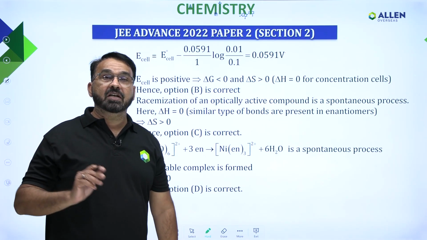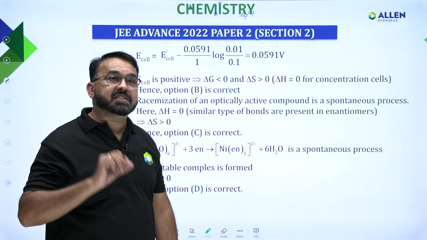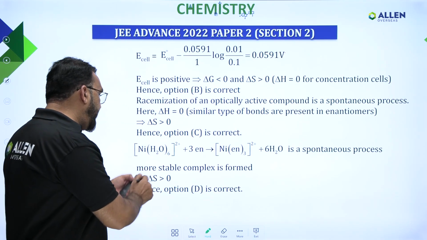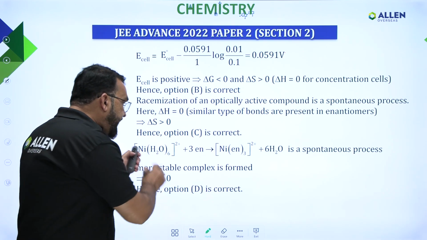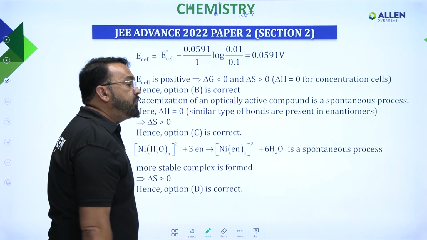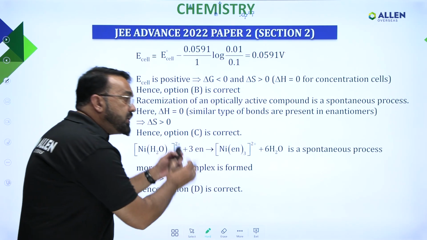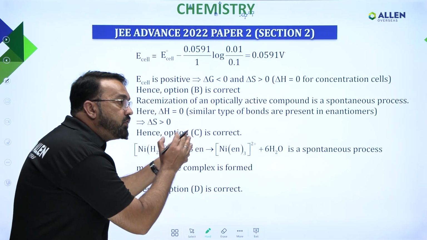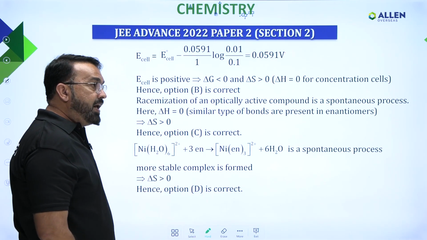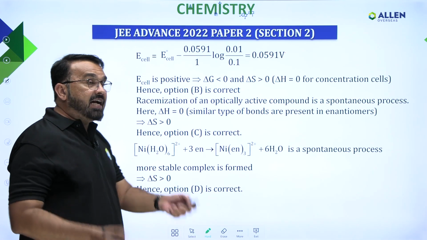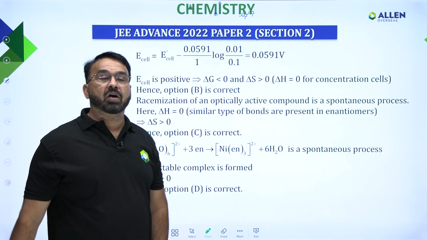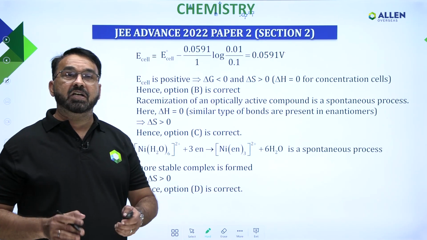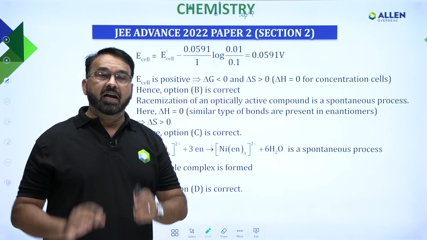So, we have understood option B and C are correct, but option A is incorrect. Now, let us come to option D. In option D, if you look at the reaction, this reaction results in the formation of a stable complex. Because it is forming a stable complex, we say the process is spontaneous. And because the process is spontaneous, delta S value will be greater than 0. Hence, option D is also correct. So, for this question, options B, C, D are correct. That is the correct option.